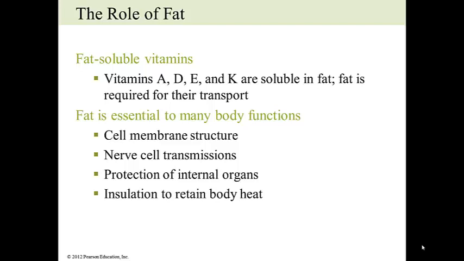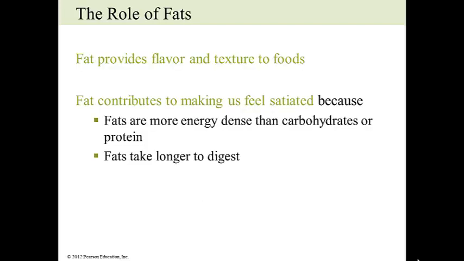Now, other roles of fat include vitamins, and let's talk particularly about the fat-soluble vitamins A, D, E, and K. These are vitamins that are soluble in fat, and fat is required for their transport. More will be discussed about this in a later chapter. Now, fat is also essential to other bodily functions. For example, fat plays a role in cell membrane structure, nerve cell transmission, protection of internal organs, and it's an insulation to help us retain body heat.